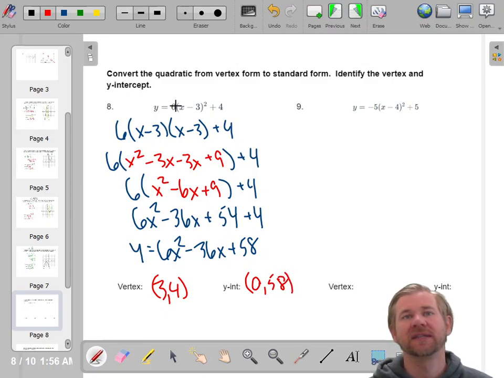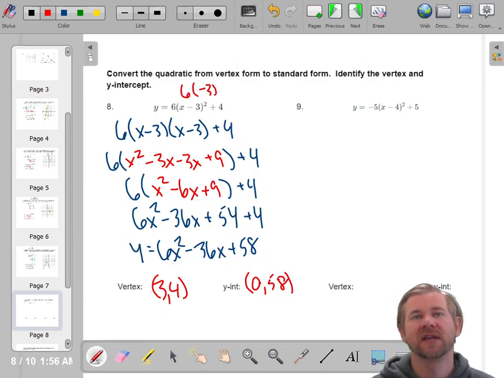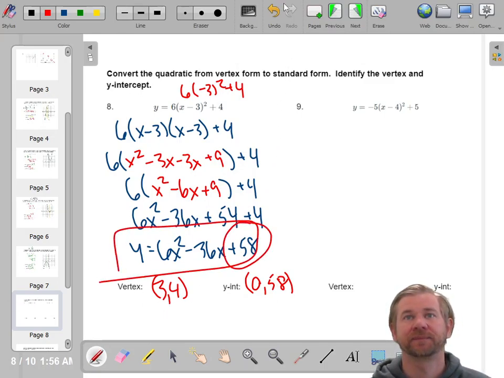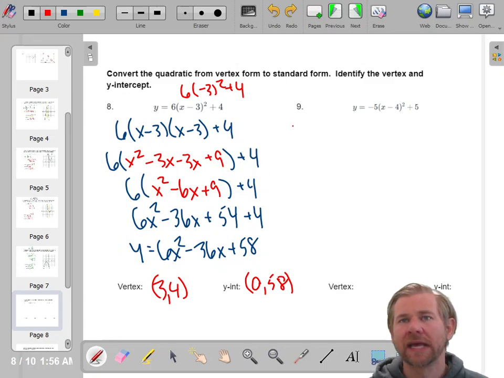Okay, you could plug in 0. 6 times -3 squared plus 4. 9 times 6 is 54. 54 plus 4 is 58. You can get it either way, but if you have the standard form in front of you, it's pretty easy to just look at. One more like that.